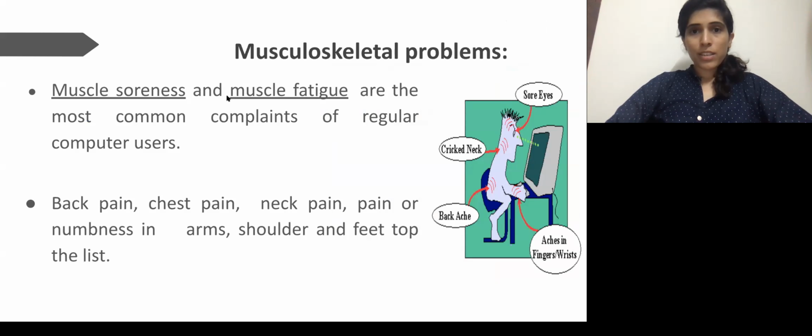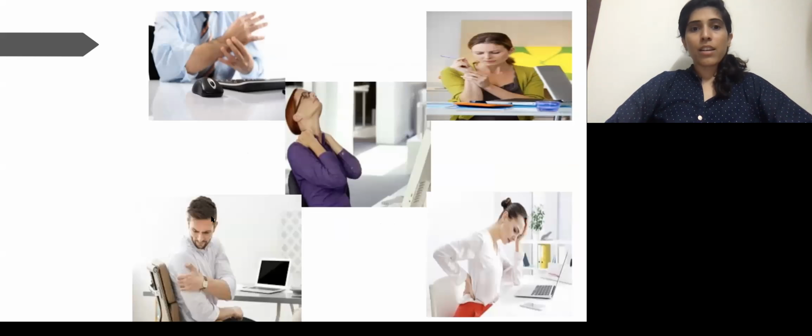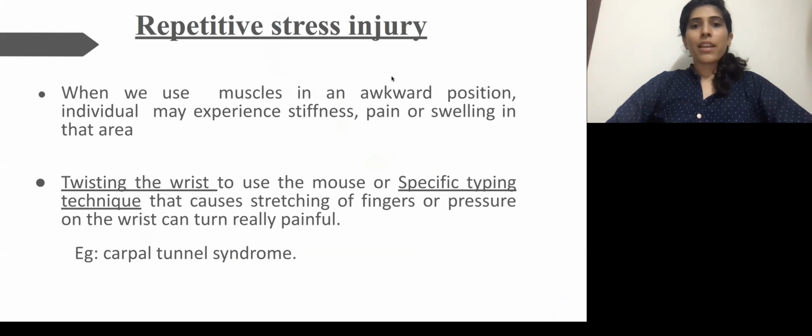So what are the common problems which computer users are facing? Mainly muscle soreness and muscle fatigue are the main complaints. Other than this, back pain, chest pain, knee pain, numbness in the arms and shoulders, and foot pain. Wrist pain and upper back pain are the most common types of injuries. Sometimes, due to poor posture, patients have complained of shoulder pains. Headache is a common issue. Then we can say there are repetitive stress injuries.